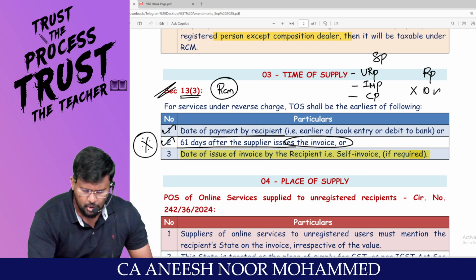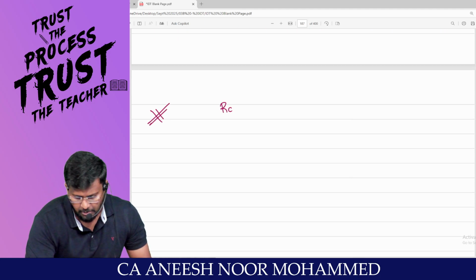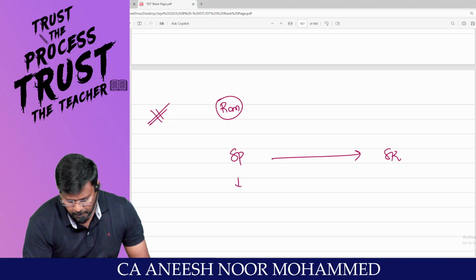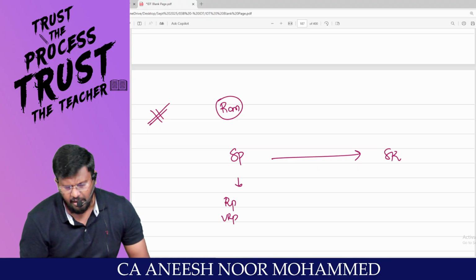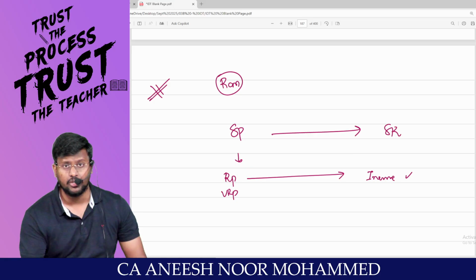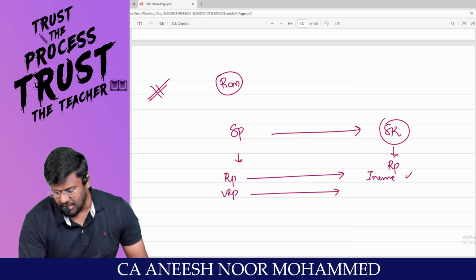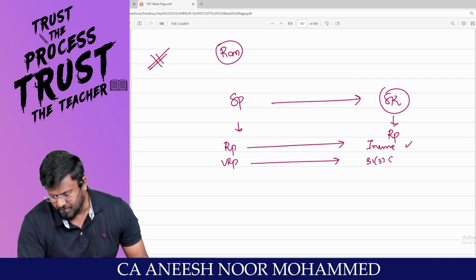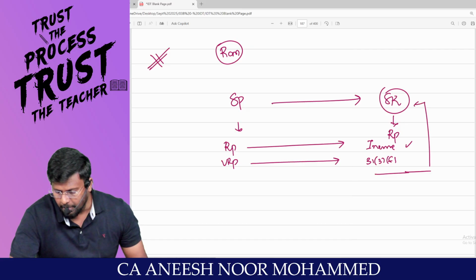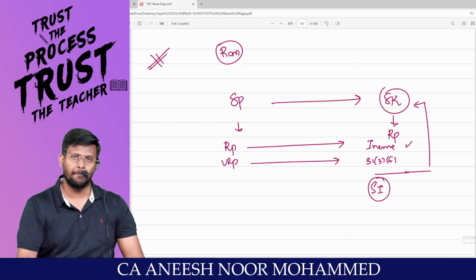Sometimes, my dear lovable students, this is RCM. This is the analysis of the amendment. RCM in the sense means service provider is there, service recipient is there. The service provider may be a registered person or unregistered person. If this person is a registered person, he will raise the invoice under section 31. But if this person is an unregistered person, and the service recipient is a registered person, as per section 31 subsection 3 clause F, this recipient is the person who is liable to pay tax and liable to raise the invoice. That is called a self-invoice in GST.